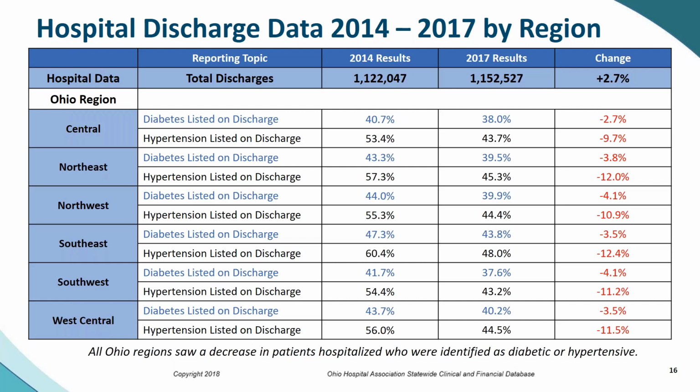And I think it's well worth noting we were over 10% in almost every single region in the decline of patients with hypertension, and had a 3 to 5% increase or decrease in the regions on the patients with diabetes.